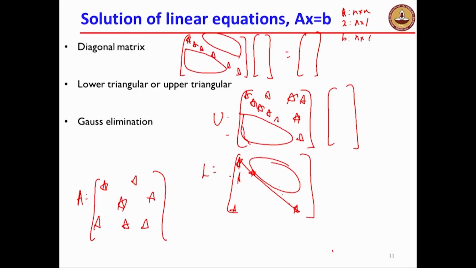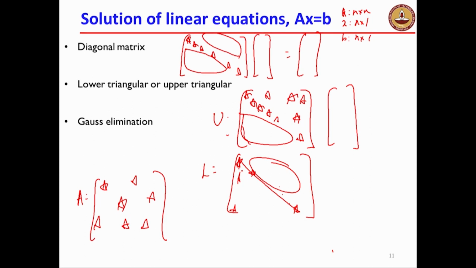Lower triangular is equally easy to solve. Why? You just start not from the last row, but from the first row. The first row has only one variable, so you solve for the first variable. The second row has 2 variables, so you solve for the second variable and so on, and you do what's called a forward sweep and you can solve for this.